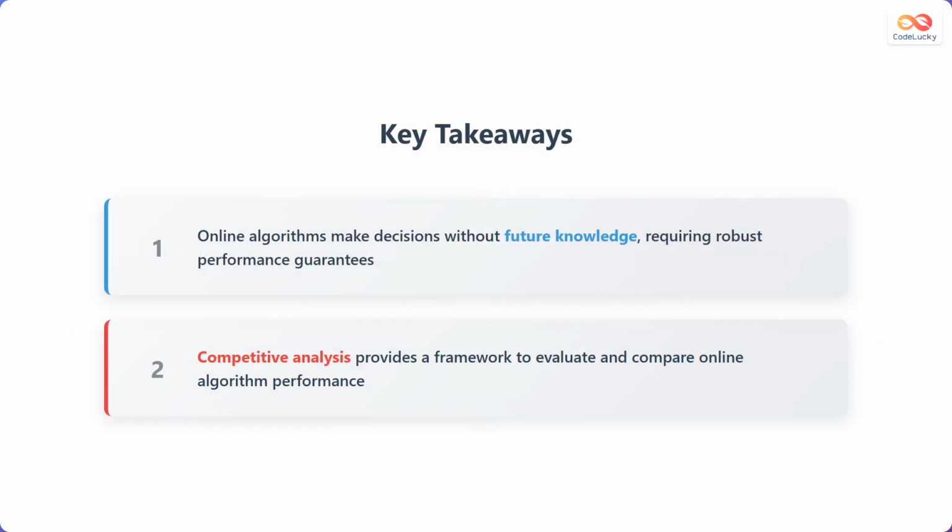To summarize, online algorithms make decisions without knowing the future, so they need to be robust and reliable. Competitive analysis is the method to evaluate and compare the performance of these algorithms.